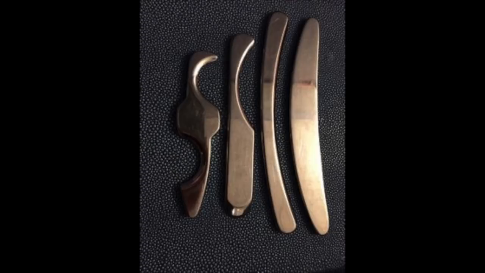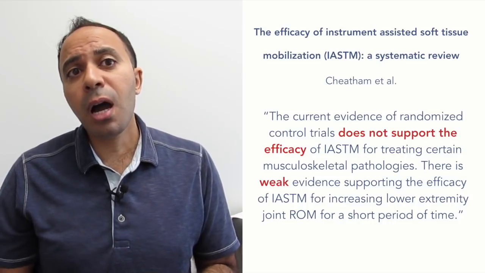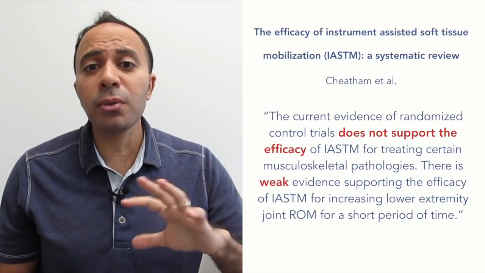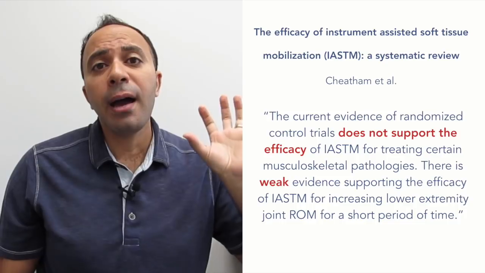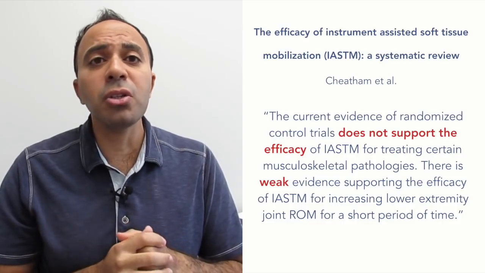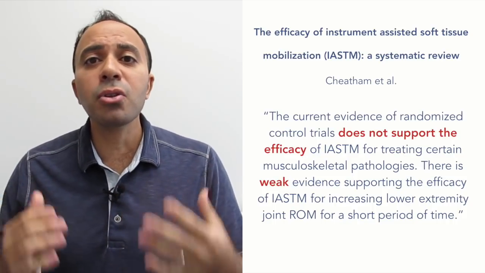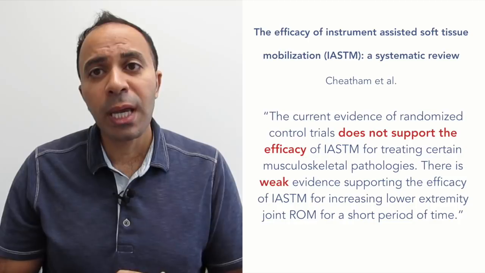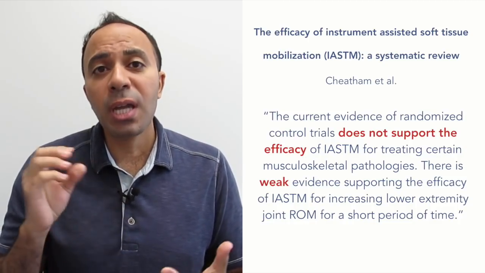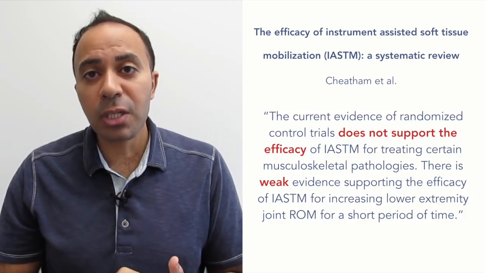The other tools used by therapists to break up scar tissue are instruments, some metal, others plastic. So let's look at what studies have found on those instruments. This study is a systematic review of randomized controlled trials on instrument assisted soft tissue mobilization, the instrument used to break the scar tissue. They found that the current evidence from randomized controlled trials does not support the efficacy of instrument assisted soft tissue mobilization for treating certain musculoskeletal pathologies.